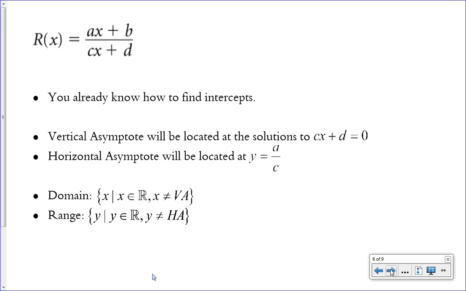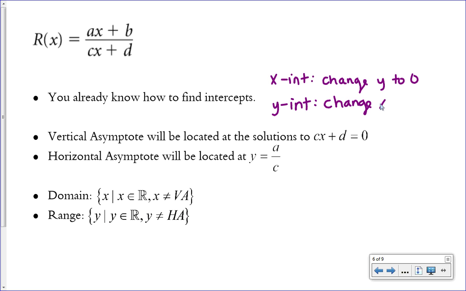So let's learn the rules for these types of functions. You already know how to find intercepts, so if asked how to find the x-intercept, we're going to change y to 0. And if asked how to find a y-intercept, you're going to change x to 0, and then solve the resulting equation in each case. So this is the same across all functions that we learn. Vertical asymptotes for this function are going to be located at the solutions to the denominator equals 0. It used to just be that the vertical asymptote would be at 0, but now the denominator is going to have a more complex expression in it. So we're going to set the denominator equal to 0 and solve for that.